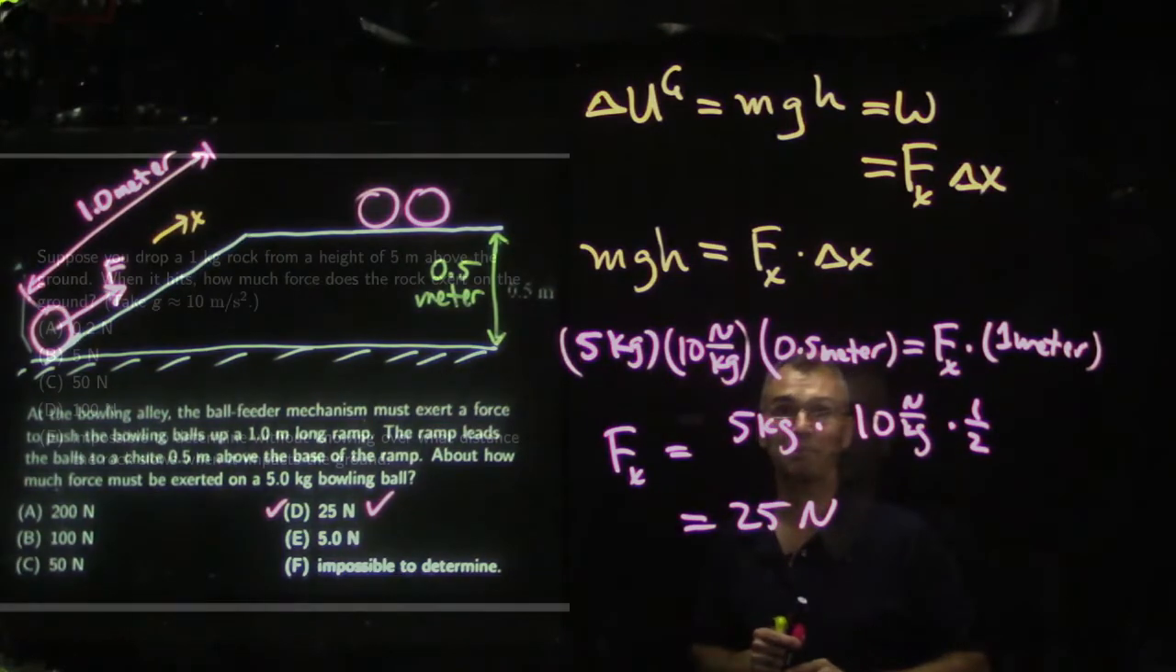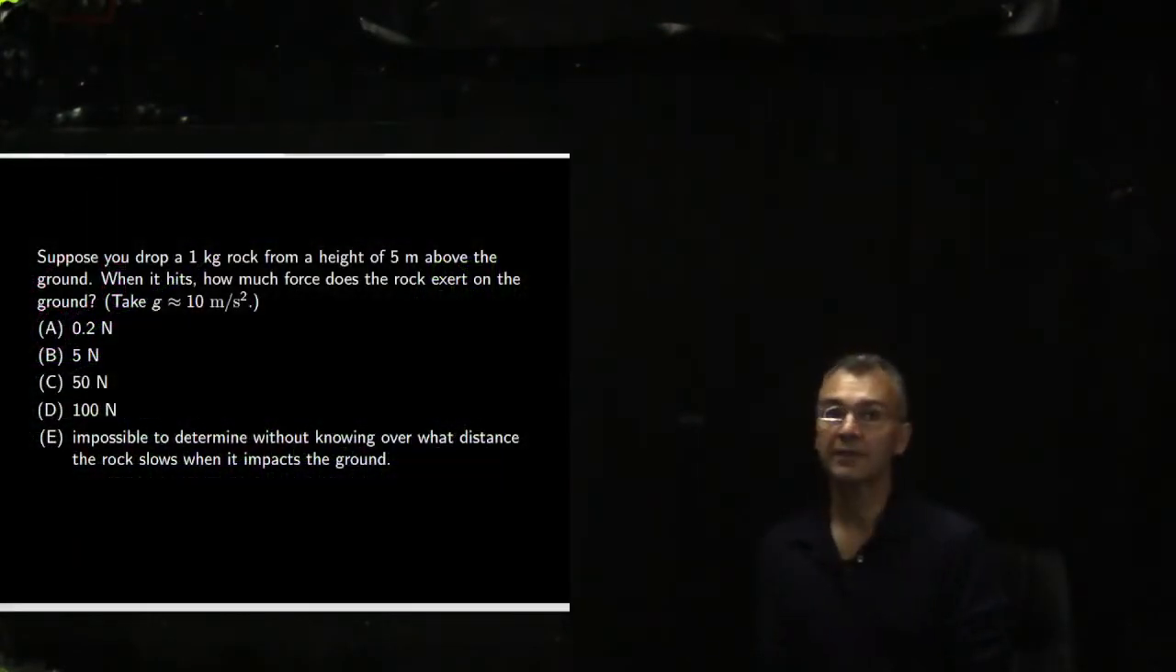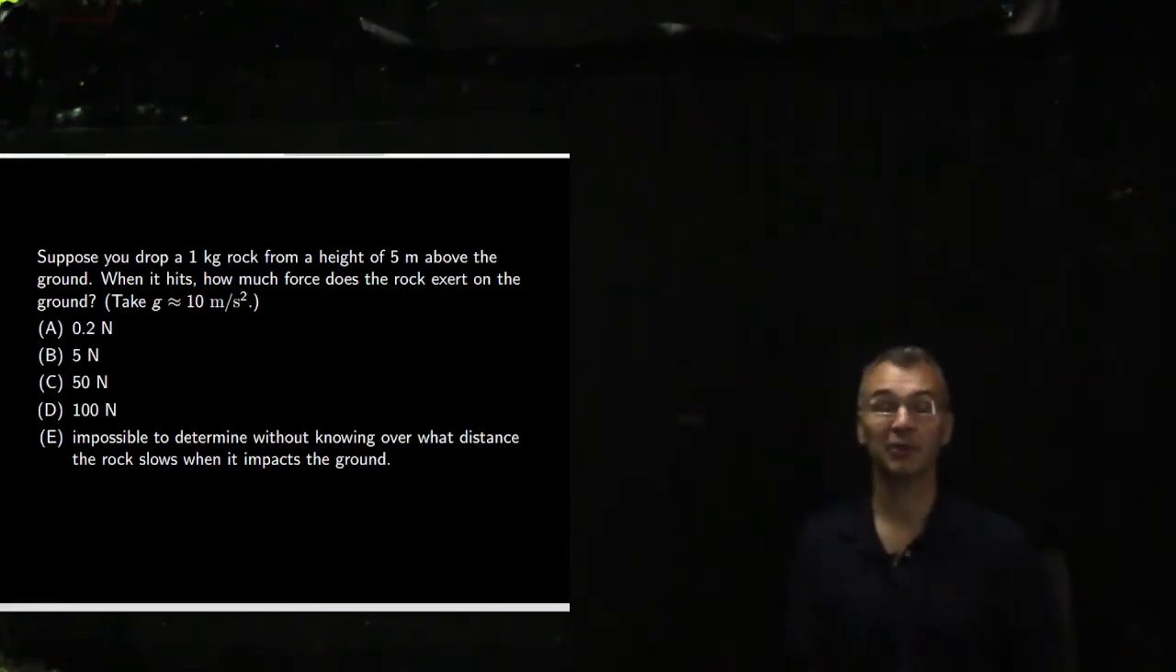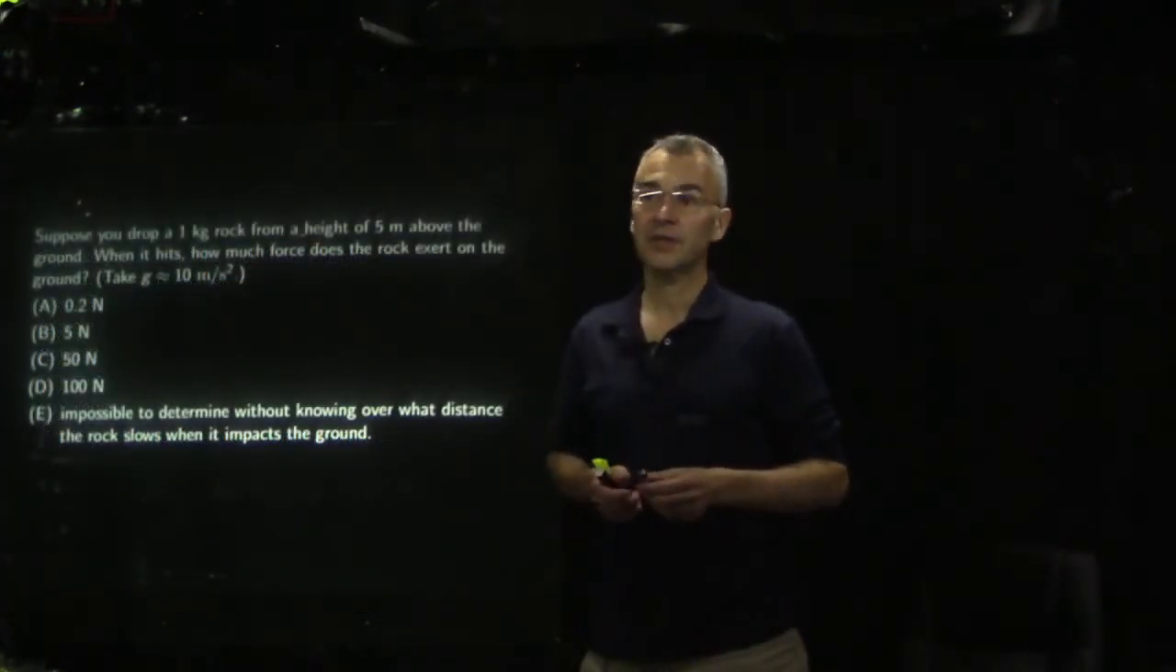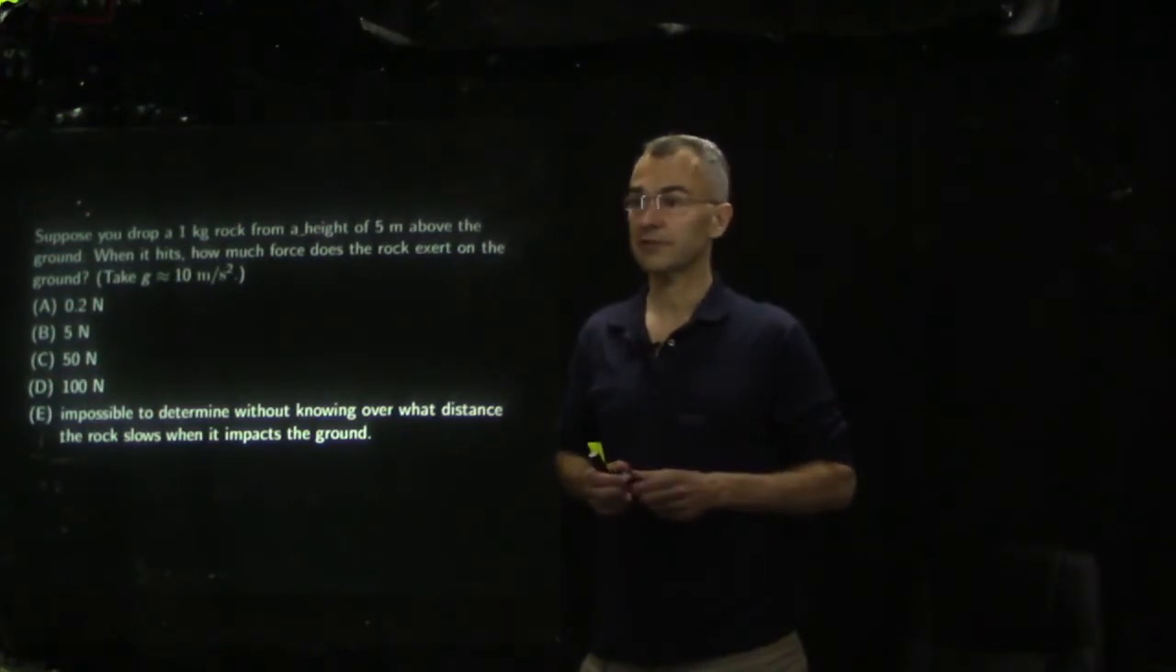So that adds up. Suppose you drop a 1 kilogram rock from a height of 5 meters above the ground. When it hits, how much force does the rock exert on the ground? Oh, and you can take g approximately equal to 10 meters per second squared. So when the rock hits the ground, how much force does it exert on the ground?